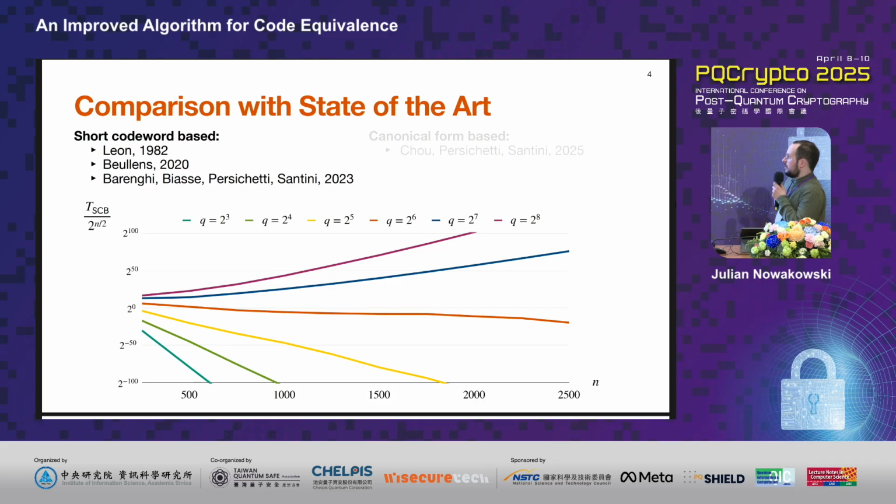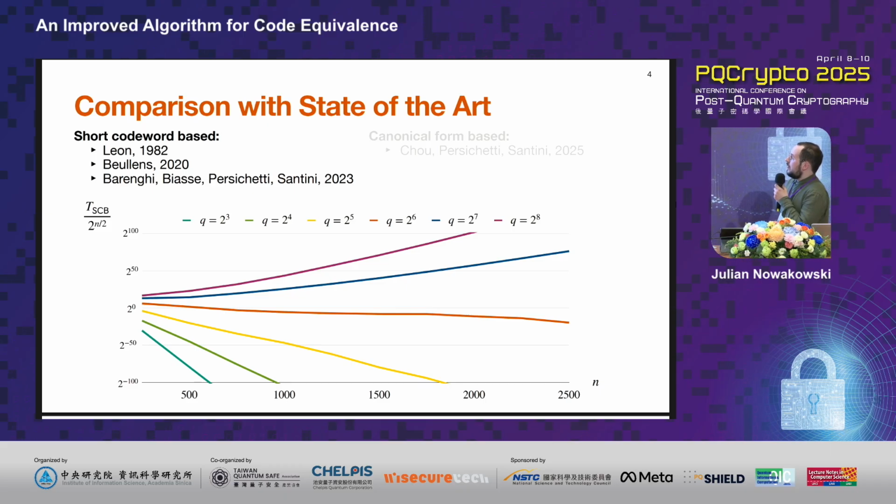Okay, so there's quite a lot going on in this diagram, so let's try to break it down. On the vertical axis, we take the runtime of these short code words-based algorithms, which we're going to abbreviate by SCB. We're going to divide this runtime by 2 to the n over 2, which is the runtime of the new algorithm. And then we're going to plot this on a logarithmic scale, going from 2 to the minus 100 to 2 to the 100. Now we're going to plot this as a function in n, and we do this for various values of q.